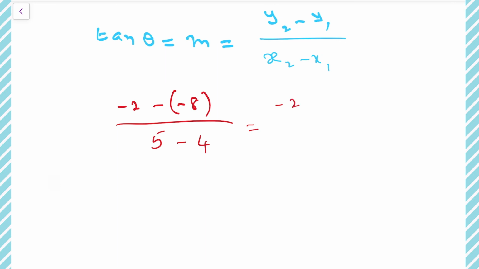Minus 2 minus into minus 8, plus 8, by 5 minus 4, 1. In the denominator 1 doesn't have any value, so this we can simplify as minus 2 plus 8. Minus 2 plus 8 is 6. So the slope of the given line with the 2 points is 6.